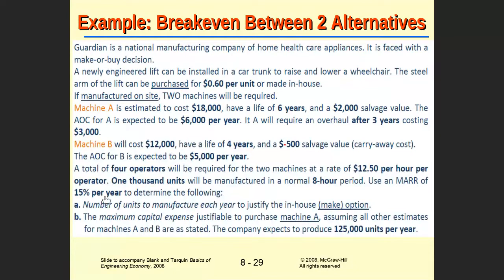What is the maximum capital expense justifiable to purchase machine A? Assuming all other estimates for machines A and B are as stated, the company expects to produce 125,000 units per year. So he gave you a production rate in this part, and he asked you how much is needed to justify or to have an expense enough to purchase machine A. In other words, we have to compare the QBE with this given production rate and see which one is more, okay? Let's do it one by one.